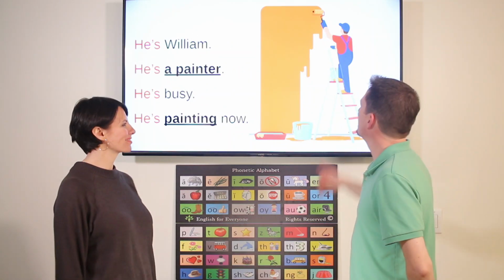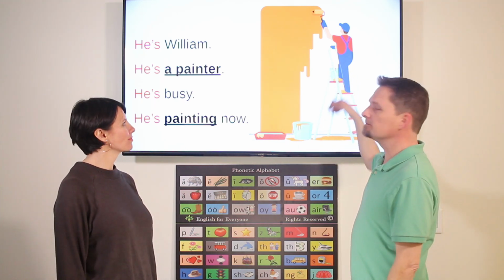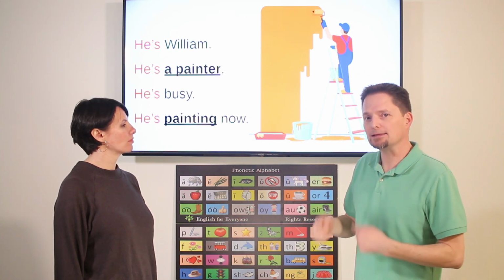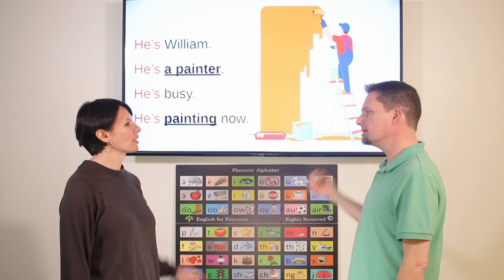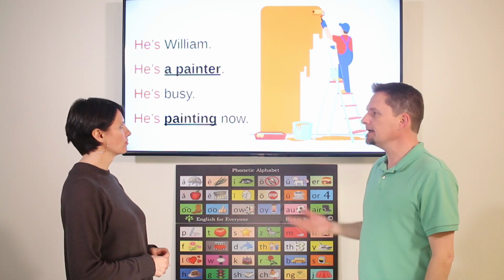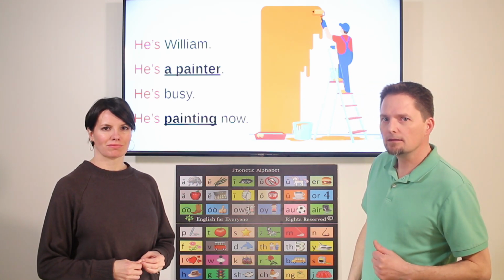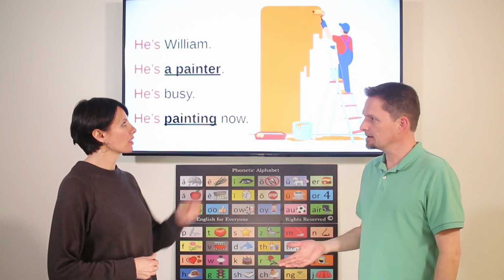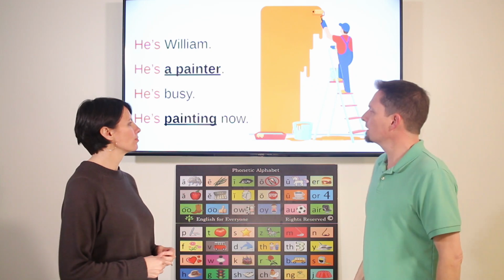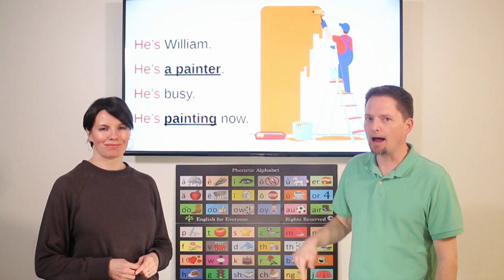Let's practice. Name: William. He's William. Remember, he is together, he's. He's William. He's a painter. Profession. He's busy. And continuous action, he's painting now. Question. Who is he? He's William. Very good. Is he a painter? Yes, he's a painter. Very good. Is he busy? Yes, he's busy. Very good. Continuous action. Is he painting now? Yes, he's painting now.